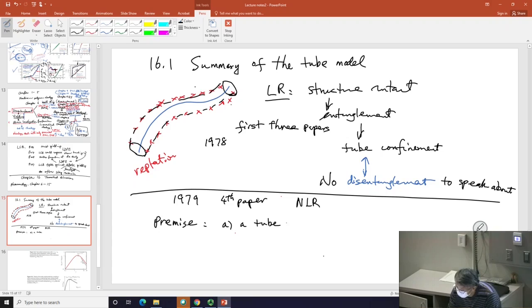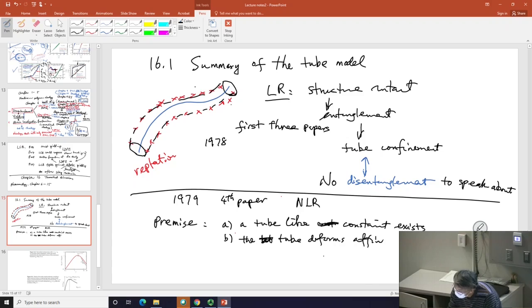A tube-like constraint exists. That could be your first. Second, the tube deforms affinely. So this takes care of the possibility that you have large deformations, basically.